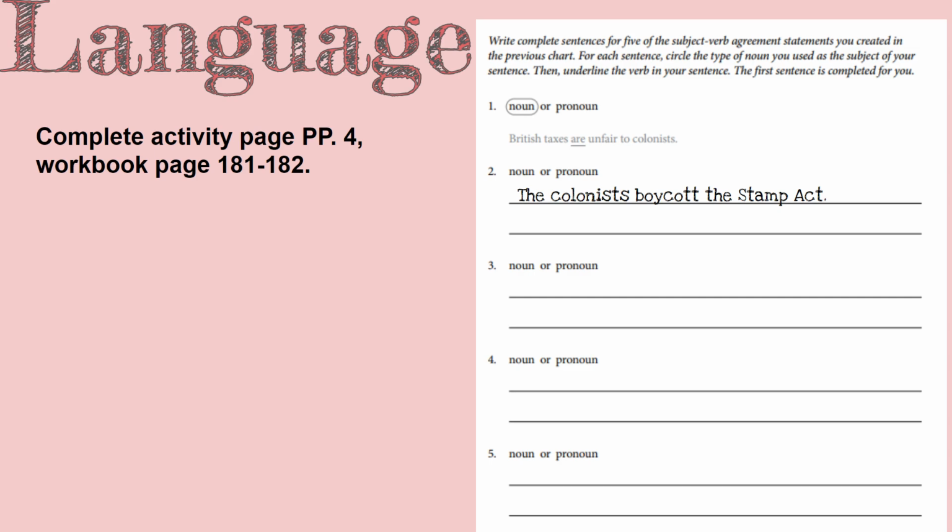For my example, the colonists boycott the Stamp Act. Notice it's present as if it was happening now. Boycott is my verb, and I'm using the regular noun, the colonists. I could say they boycott the Stamp Act, and that would be a pronoun. So go ahead and pause and use 3 examples from the previous chart to write your own sentences. I can't wait to see what you come up with.